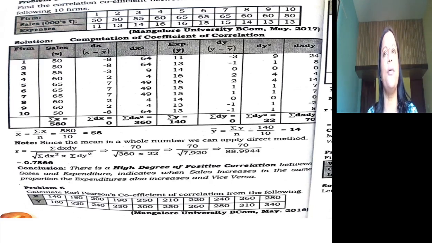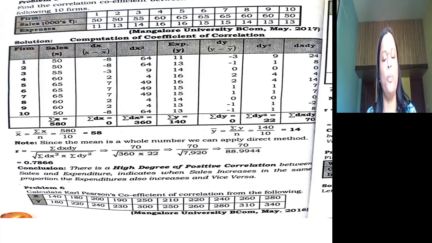We know that if we arrive at the answer as 1, it indicates perfect positive correlation. If we have an answer less than 1 but above 0.5, it indicates that there is a high degree of positive correlation between the variables. So this is all about the third problem.